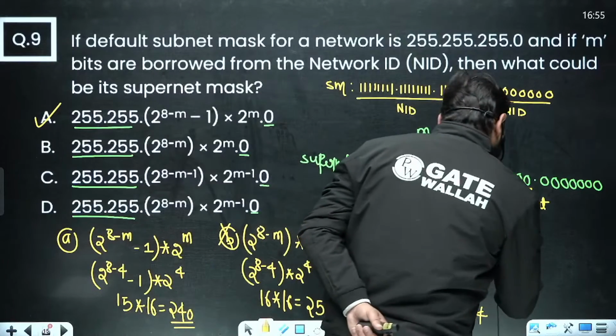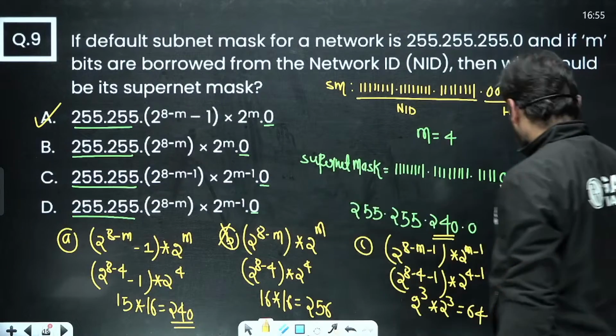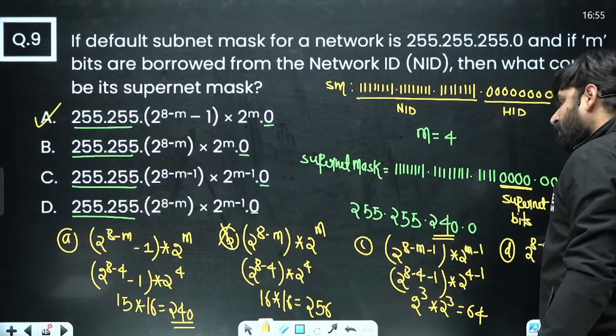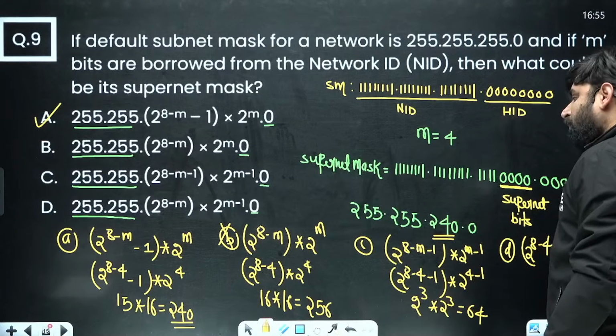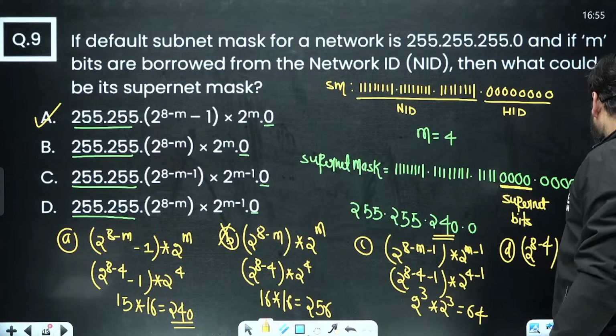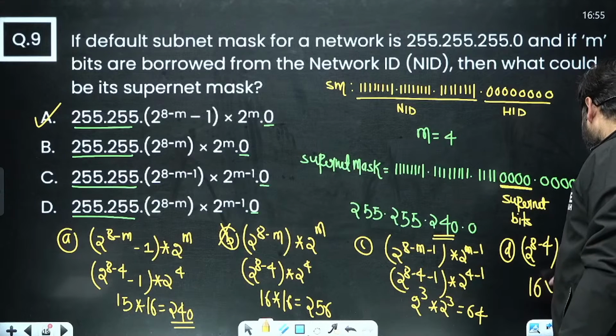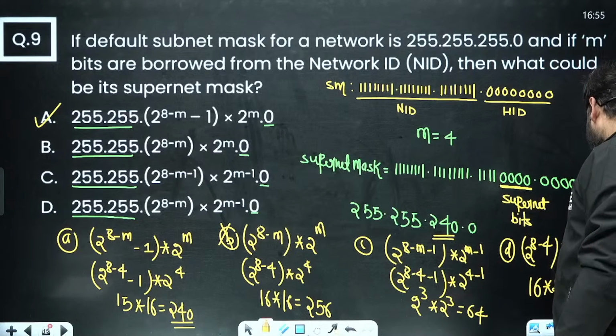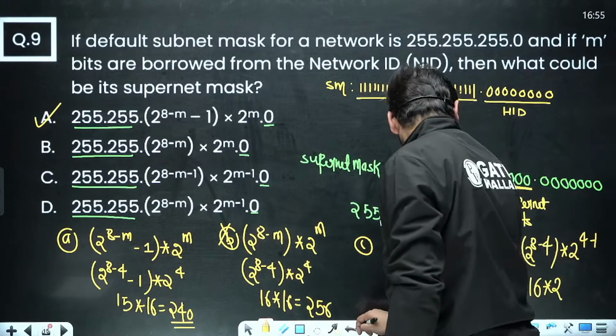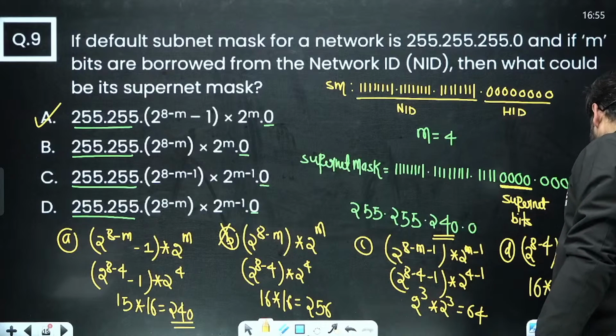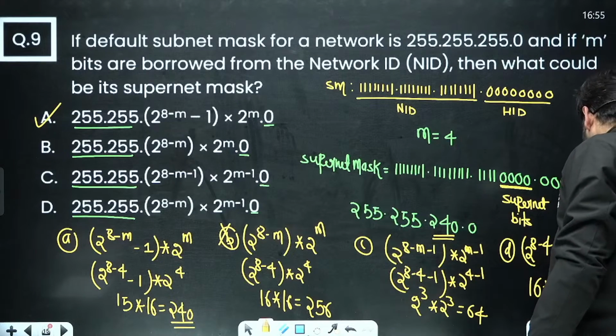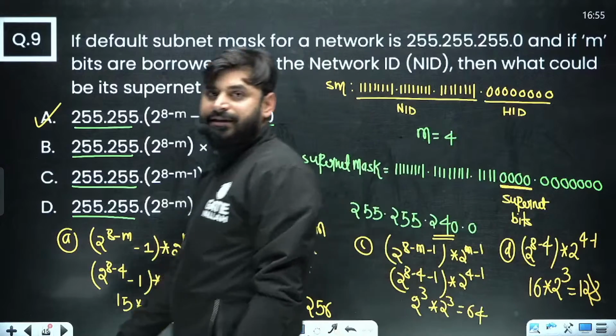So D will also be wrong. For D, I am directly putting 2 power 8 minus 4 into 2 power 4 minus 1. So you have 2 power 4, 16, into 2 power 3, 8. This is nothing but 128. But this value is 240. So the correct answer is A.